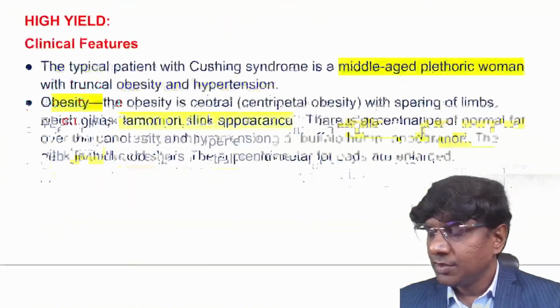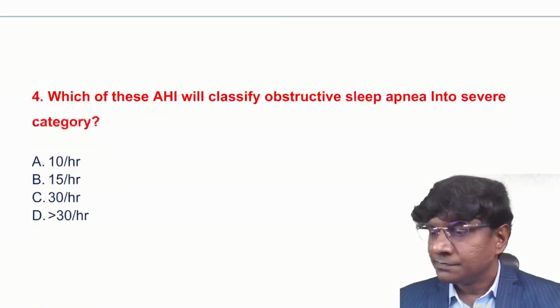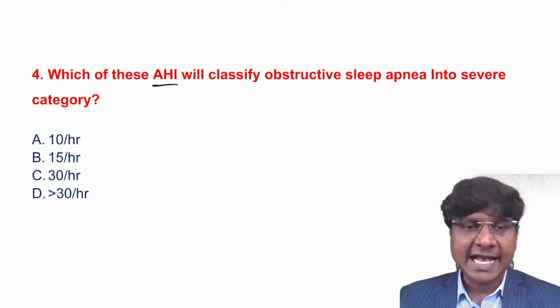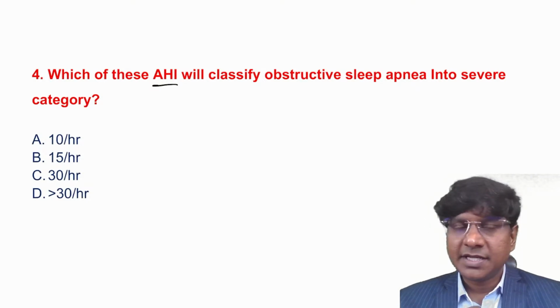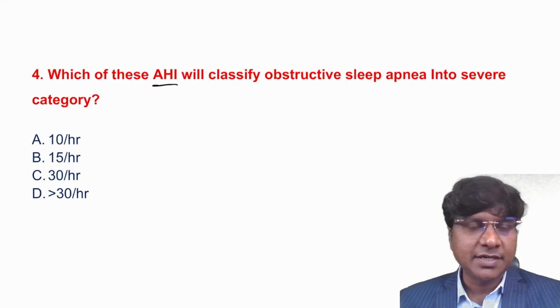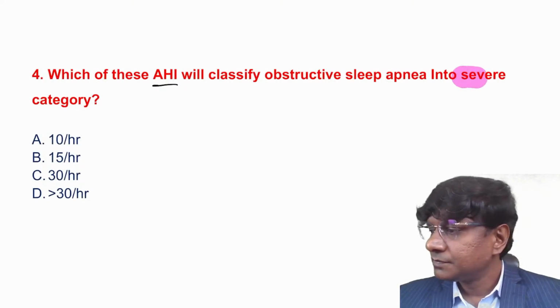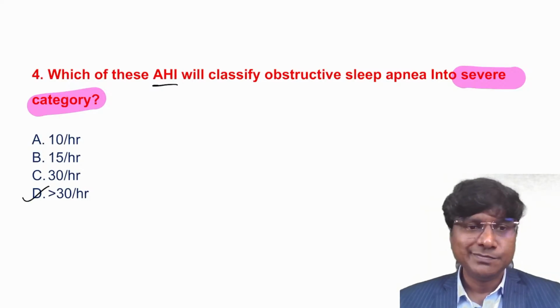Next, we move on to a question related to a respiratory disorder. Which of the following AHI, that is apnea hypopnea index, will classify obstructive sleep apnea into the severe category? 10 per hour, 15 per hour, 30 per hour, and more than 30 per hour. So when do you call the severe category? Right, very good, Anvesh Panda. So that is more than 30 per hour.